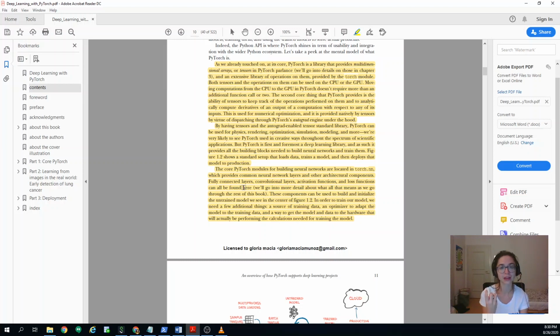And it says that the second core thing that PyTorch provides is the ability of tensors to keep track of operations performed on them and to analytically compute derivatives of the output of a computation with respect to any of its inputs, which is super important for deep learning. This is used for numerical optimization. It's provided natively by tensors by virtue of the AutoGrad engine. So AutoGrad is another very important part. Okay, long paragraph in here. Probably gonna skip this part, but basically it says that by having tensors and the AutoGrad enabled tensor standard library, PyTorch can be used for physics, rendering, optimization, simulations, modeling, and more. So it goes way beyond deep learning, right?